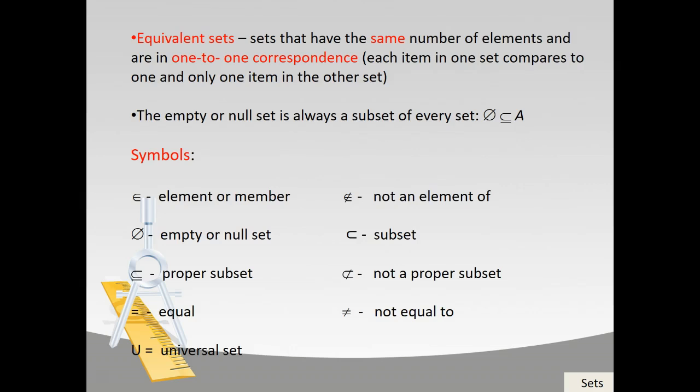The empty or null set is always a subset of every set. And you've learned about the empty set before in algebra. The empty set sign is the 0 with a line through it. So the empty set is a subset of set A, or set B, or set C, or every set that you encounter. Here are examples of some of the symbols that you're going to find in your book. It's important that you understand these and use them when doing your math.